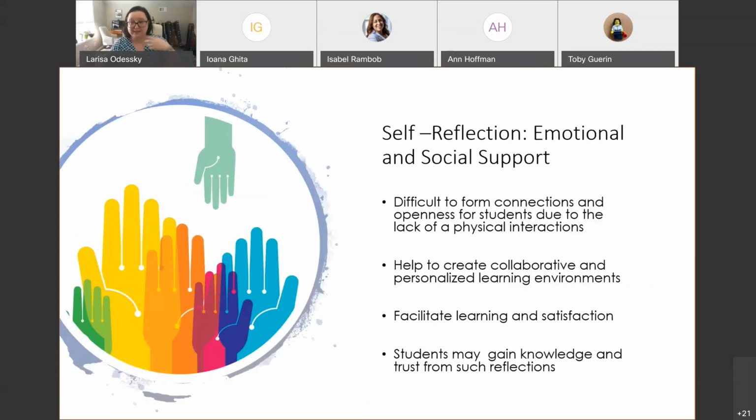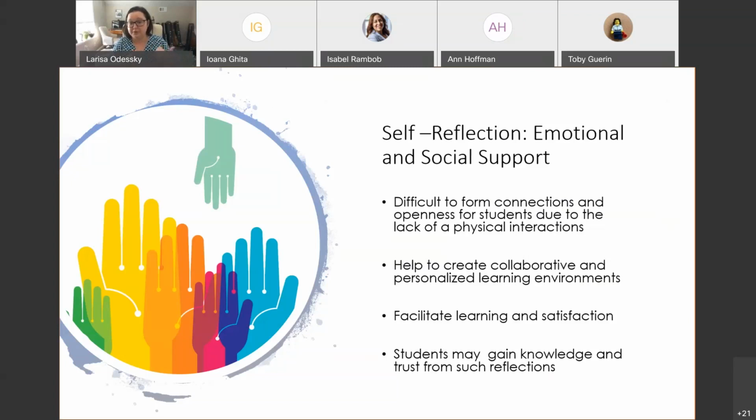The two aspects that I am guilty of not using enough are using self-reflection for emotional and social support. We understand, especially right now, how difficult it is for students to connect to each other and to us in an online environment without the physical interactions. We need these reflection opportunities. We can use them to create collaborative and personalized learning environments. We can, of course, facilitate their learning, and research showed that when they are connected, it increases their learning and satisfaction. And students may gain knowledge and trust from such reflections.